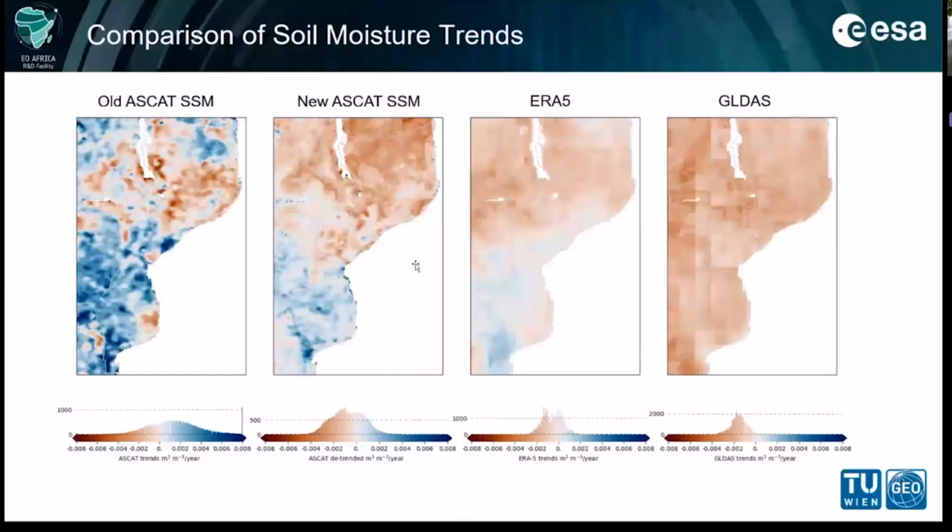By having the new algorithm, we basically have trends in the data that are much less pronounced than in the older version and much better in line with reference data, as for example from ERA5 or Childers.